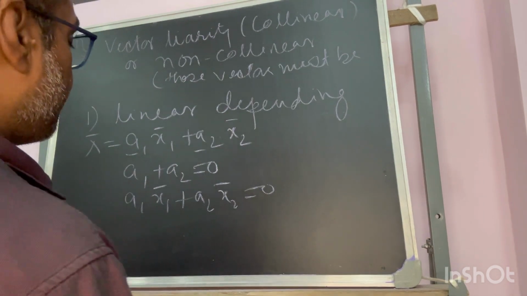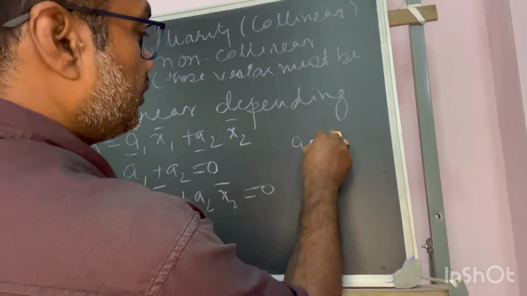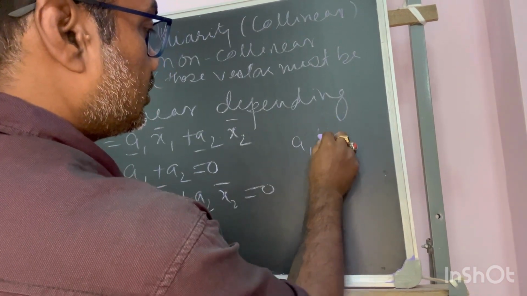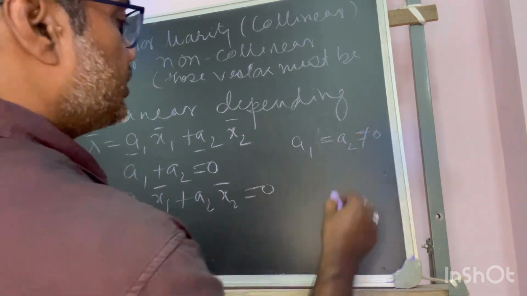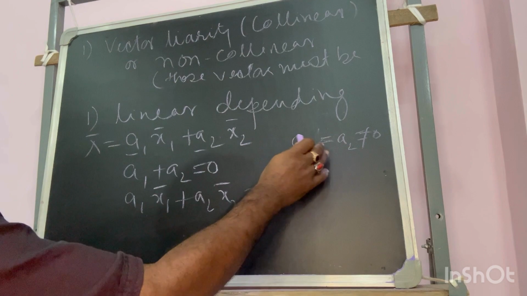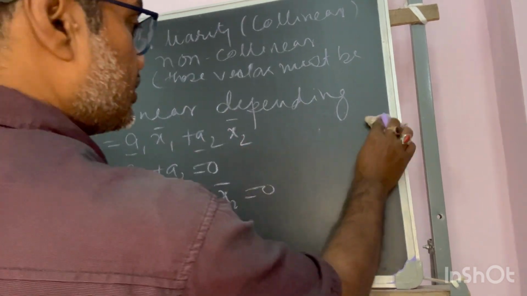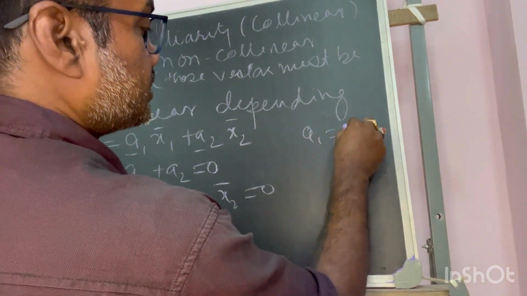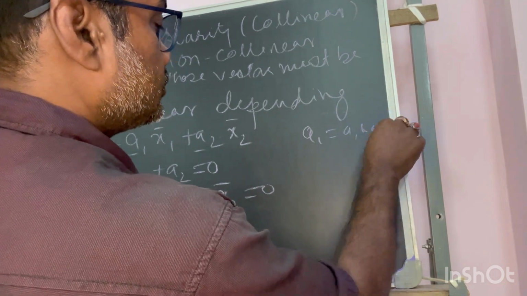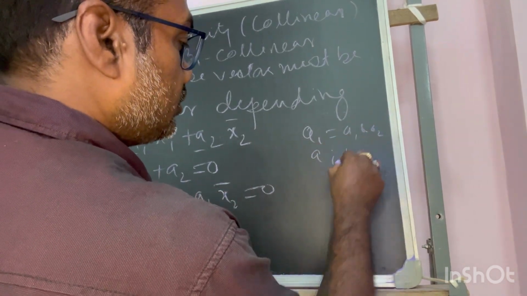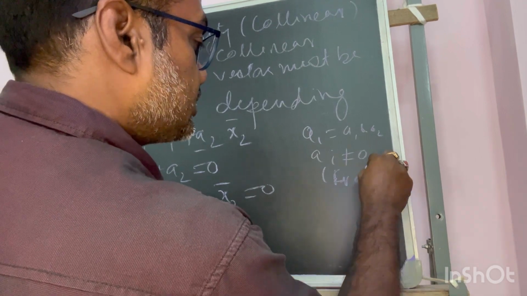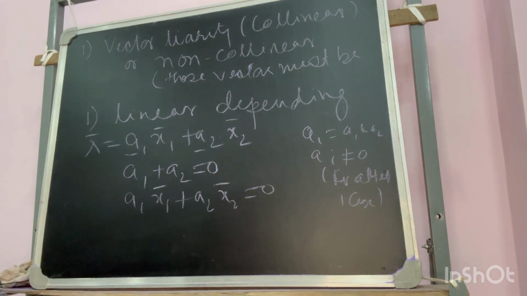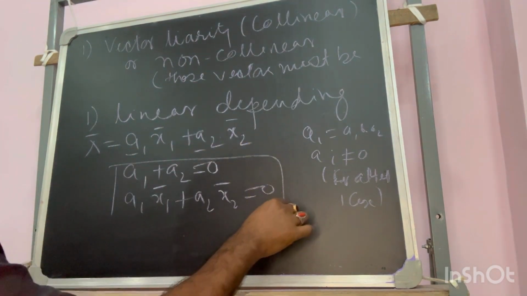Here, individually, a1 must not be equal to a2. Any of these two must not be 0. If I take ai representing a1 and a2, then ai is not 0 for at least one case, meaning either a1 or a2 must not be 0. So this is the condition for linear dependency.